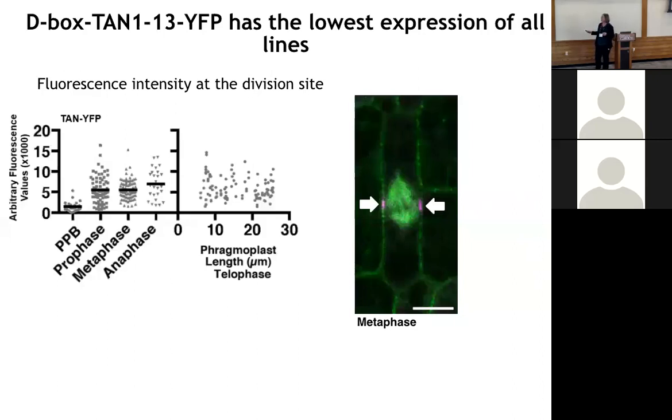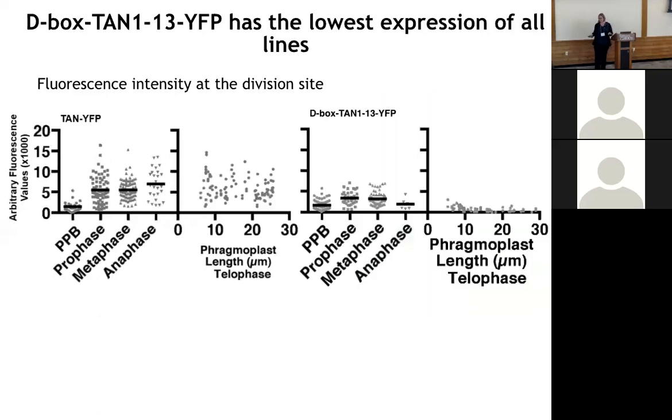Okay, when we measure fluorescence intensity here at the division site for tan-YFP, you can see that, in totally arbitrary units, it is maintained at the division site throughout the entire time. Now, lucky number 13 had low expression at all stages of the cell cycle, but especially low expression during telophase when the phragmoplast was expanding.